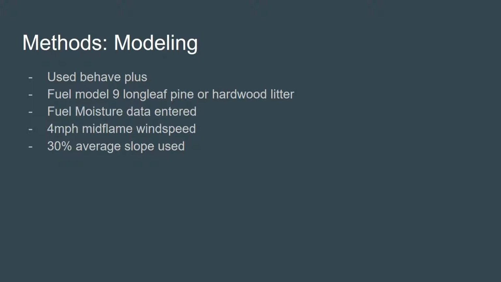For modeling, I used BehavePlus, and I used Fuel Model 9 as the input, which was longleaf pine or hardwood litter, which I felt closely matched my site. The fuel moisture data was entered, and a 4 mile per hour mid-flame wind speed was used, which was the wind speed the day I was in the field, and then an average slope of 30% was used.